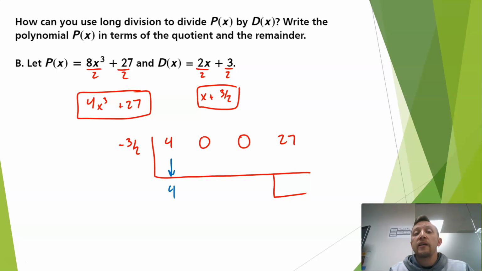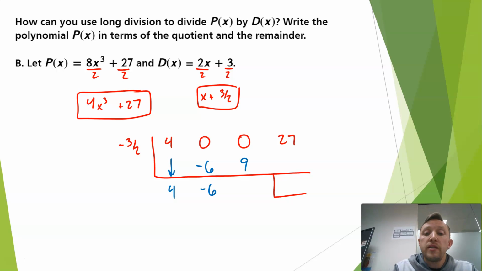So now if I take -3/2 times 4, that would be -12 over 2 is one way you could do it. -12 divided by 2 would be -6. 0 plus -6 would be -6. Now I'm going to take -6 times -3/2, which would be a positive 18 divided by 2, which is 9. 0 plus 9 is 9. Now I'm going to take 9 times -3/2, which gives me -27/2.